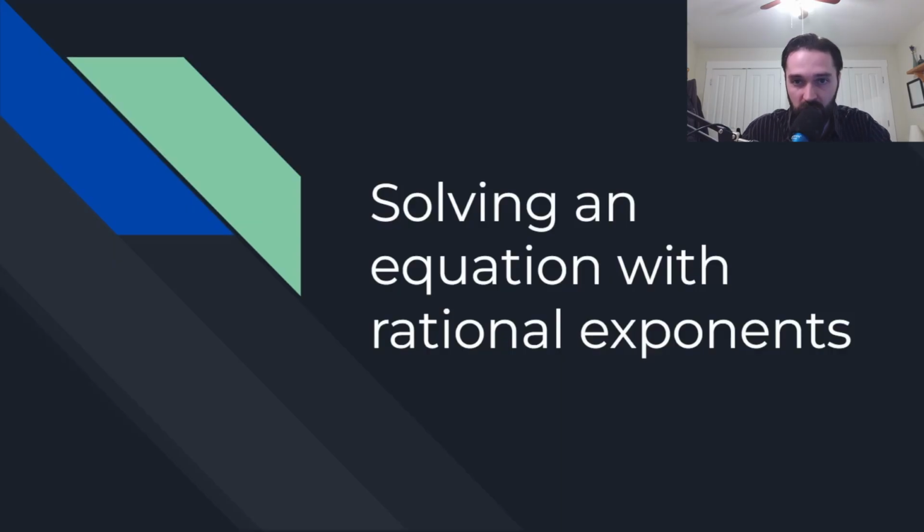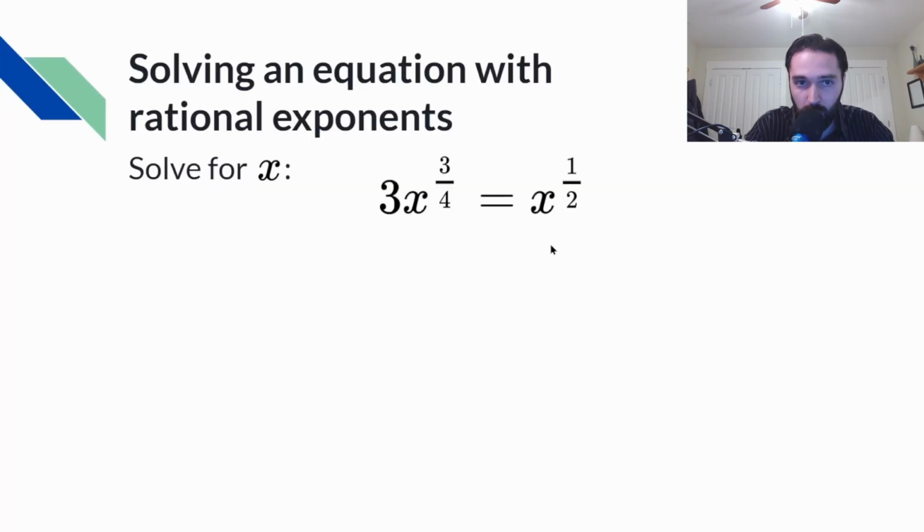Next, let's move to solving an equation with rational exponents, plural. Here we're asked to solve 3x to the 3/4 equals x to the 1/2. We have two rational exponents, so we're going to have to figure out how to deal with these. How do we isolate x and get a value for it? That's the question.